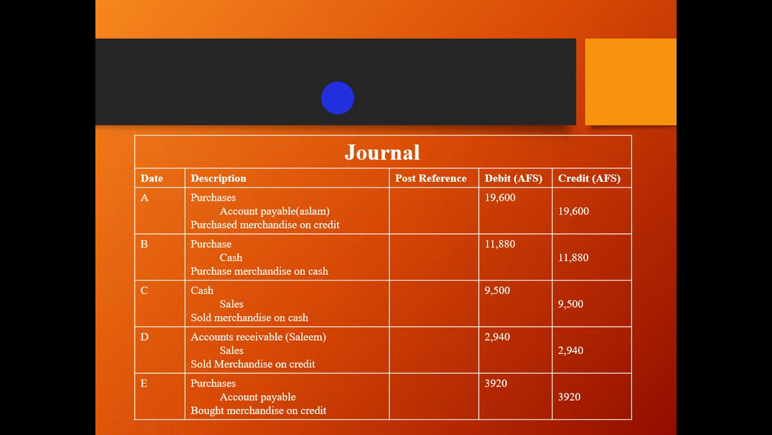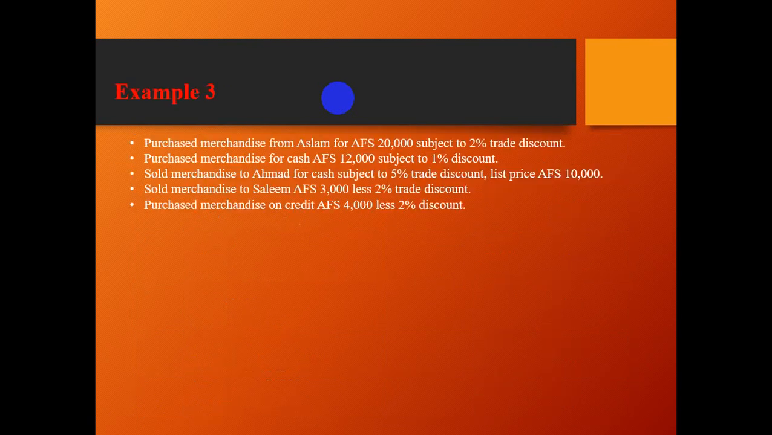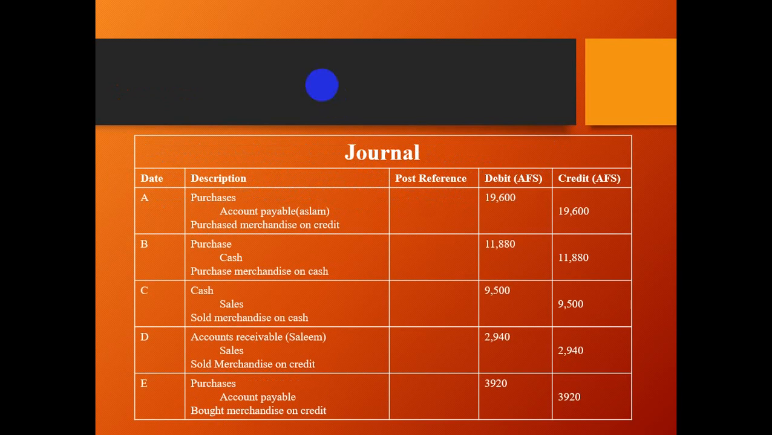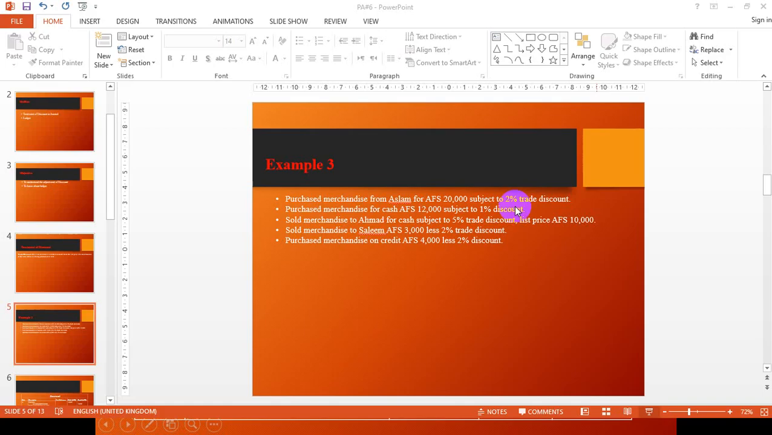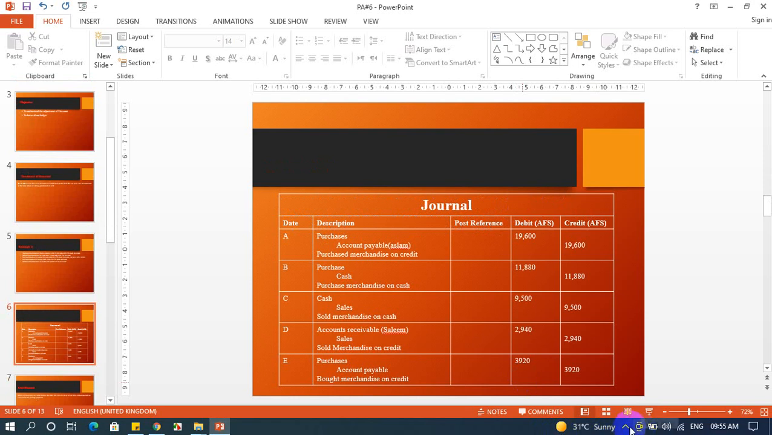So 19,600. Purchase to account payable, because this is a purchase from Aslam, so the name is there, so it is on credit. So purchase to account payable Aslam, how much? Purchasing expenses increase, so it has a debit balance according to the principle, and account payable is my liability, so that is also increasing.